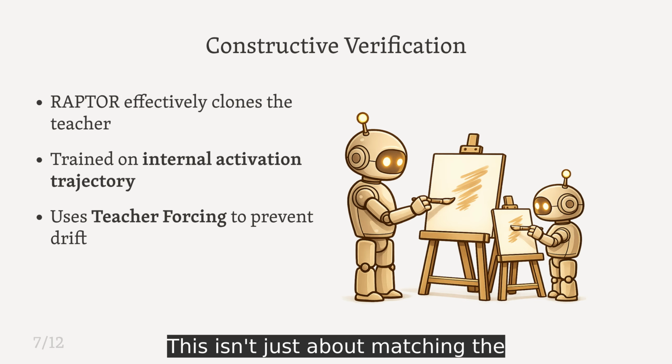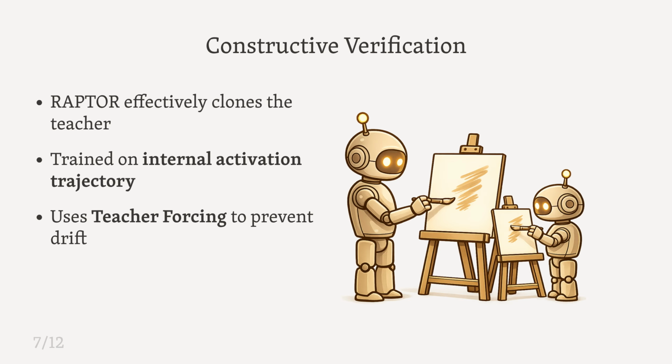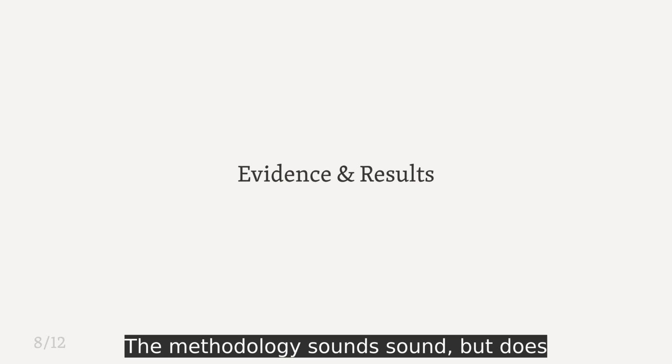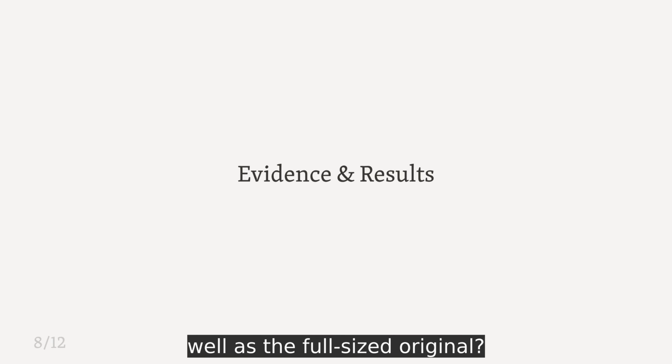This isn't just about matching the final output. The RAPTOR model is trained to reproduce the entire internal thought process of the original teacher model. They use a technique called teacher forcing to ensure the student model stays on the right path during the early stages of learning. The methodology sounds sound, but does this compressed model actually perform as well as the full-sized original?